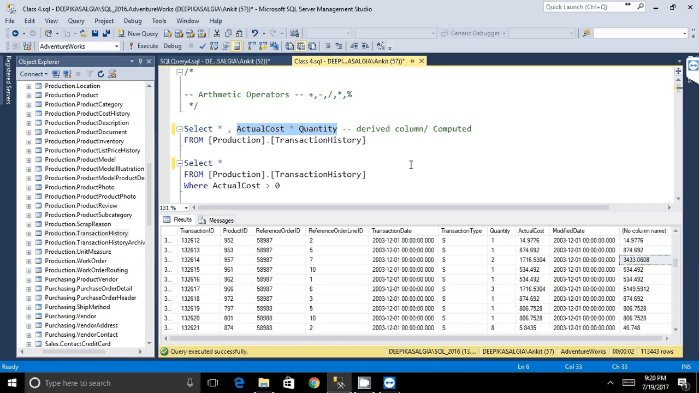Now do you see on the top the name of the column is no column name? What would you do to make this column name something meaningful? As there is no column name in here, what would you do? So that if a third person, someone who doesn't see the query, sees the data, he should understand what this column is. What would you do to make this column name meaningful? Anyone guess? Any guess?